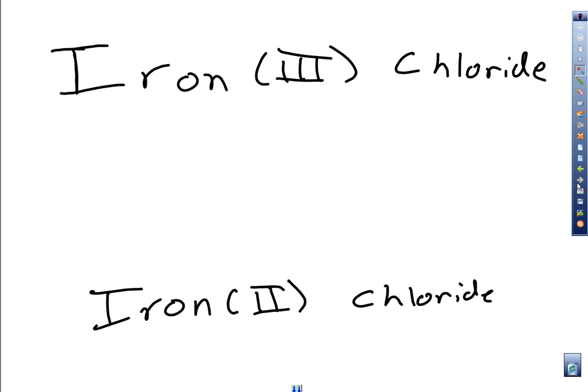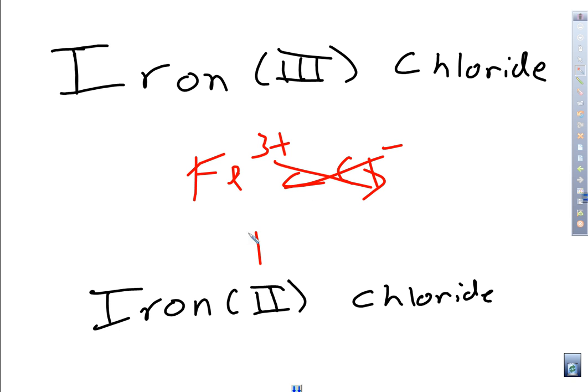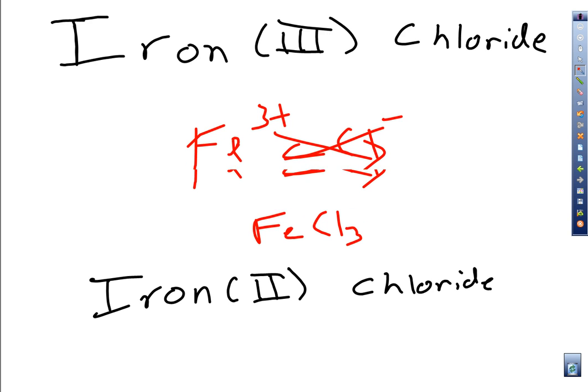Alright, last one. So here is the variable charged ions. So like I said, for Cd, Zn, and Ag, we know what the charges are. Everything else, not too sure. So for iron, it's going to be Fe, and its charge right here in Roman numerals is going to be 3+. Chlorine is -1, so now we crisscross, and it's going to be FeCl3.